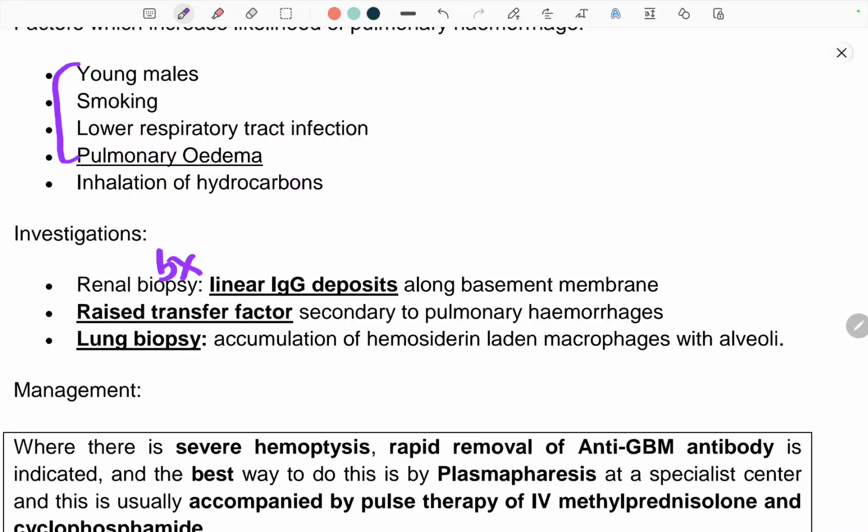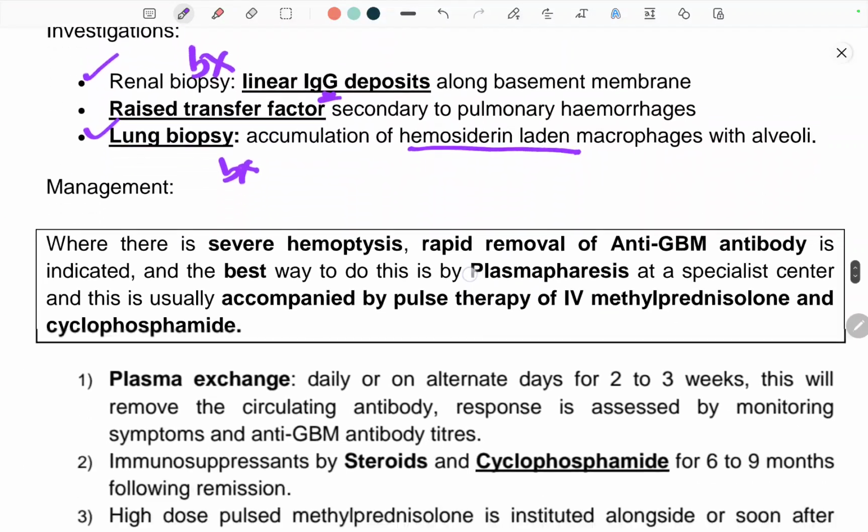Renal biopsy we have to do, with linear IgG deposits along the basement membrane, raised transfer factor secondary to pulmonary hemorrhage. Lung biopsy shows accumulation of hemosiderin-laden macrophages with alveolar hemorrhage.